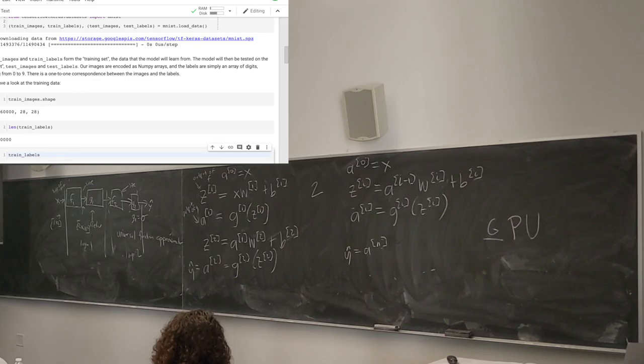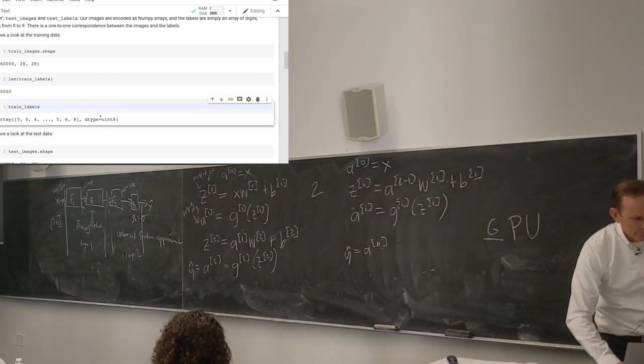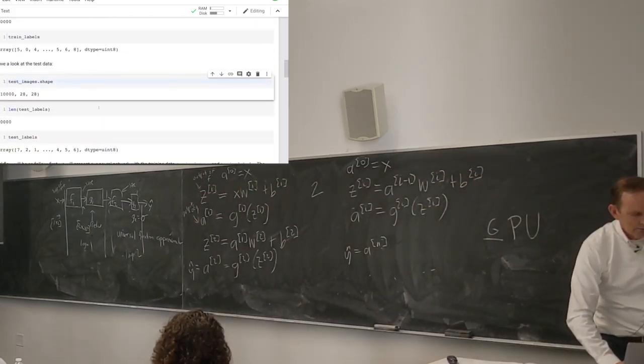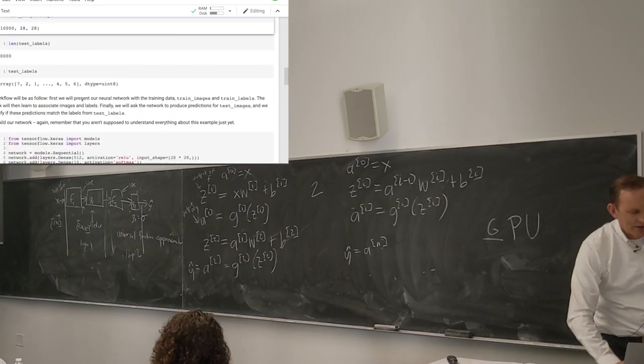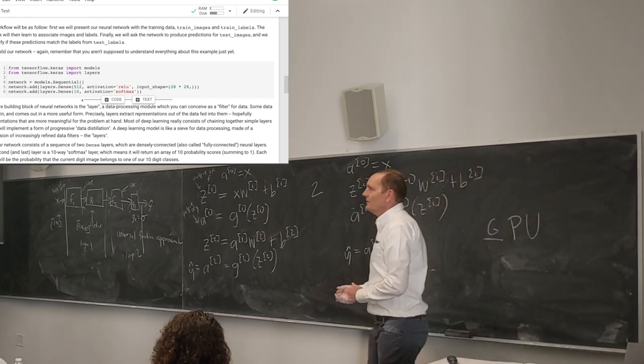So, and then the labels are either, what do you think the labels are? Zero from that. Yeah, exactly. And the test images, there are 10,000 of them. And here's our model. So can you guys read that?